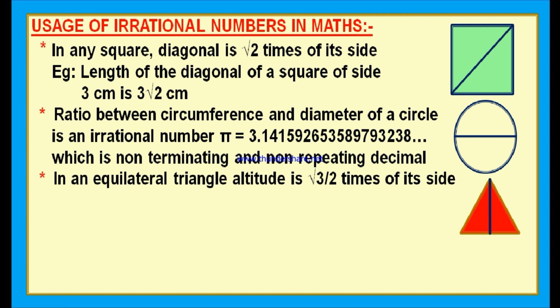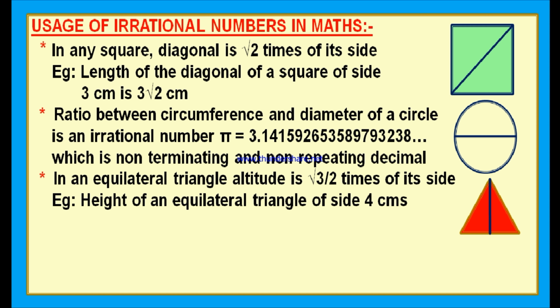its side. For example, height of an equilateral triangle of side 4 centimeters is, I have to find the height of an equilateral triangle whose side is 4 centimeters. We know that the height of this equilateral triangle is root 3 by 2 times of its side. Therefore, root 3 by 2 times into the side, which is 4 centimeters, into 4. Now this 2 in 4 2 times, then 2 into root 3 is 2 root 3 centimeters. It is the altitude of this equilateral triangle.